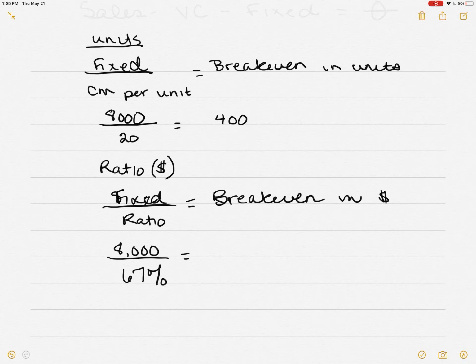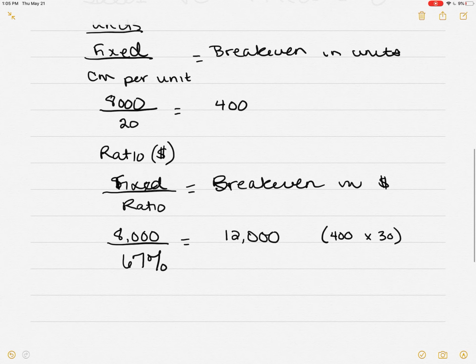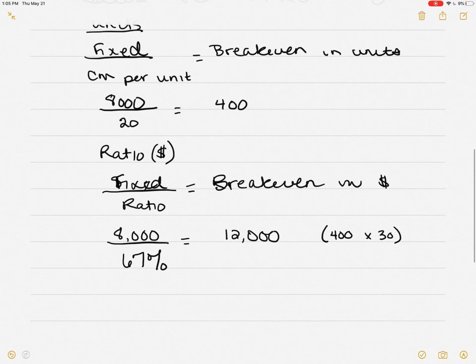And because that's an odd number, it doesn't come out very evenly. But I know it's 12,000. I know that because my break-even in units was 400 and my selling price is 30. That gives me that 12,000. And because of that point, repeating 7, it doesn't break out perfectly.